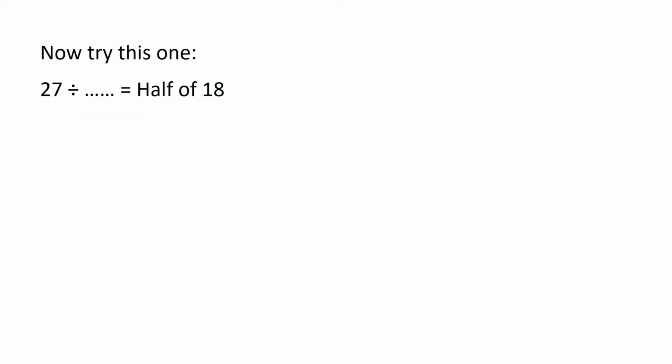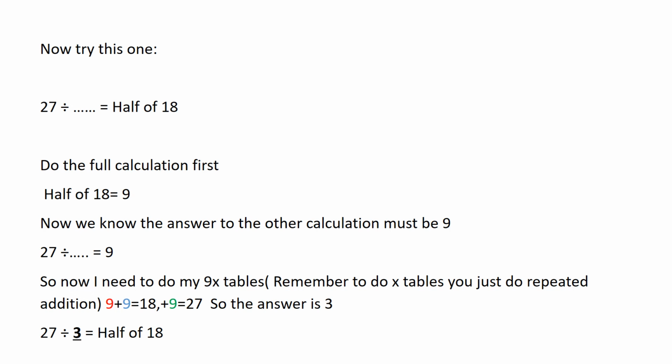So here's one for you to try. Pause the video and then the answer is on the following slide. Okay, so hopefully you started by doing the full calculation on the right hand side, which was half of 18. So half of 18, we all should be able to recall that straight away, is 9. Now we know the answer to the other calculation on the other side of the equal sign must come to 9. So 27 divided by something is going to give us the answer 9.